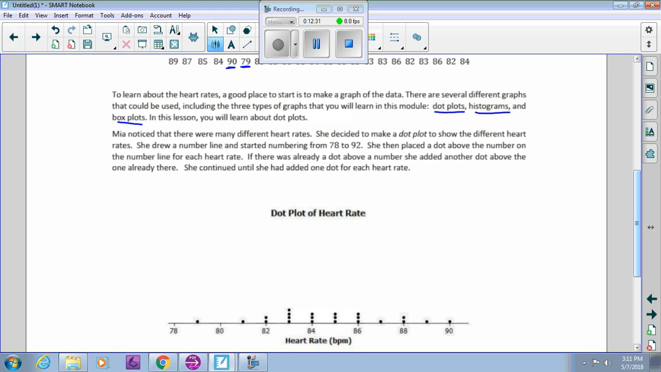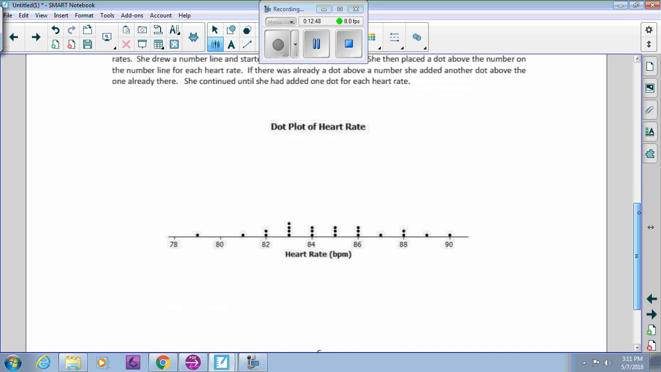She drew a number line and started numbering from 78 to 92. She then placed a dot above the number on the number line for each heart rate. If there was already a dot above a number, she added another dot above the one already there. She continued until she added 1 dot for each heart rate.